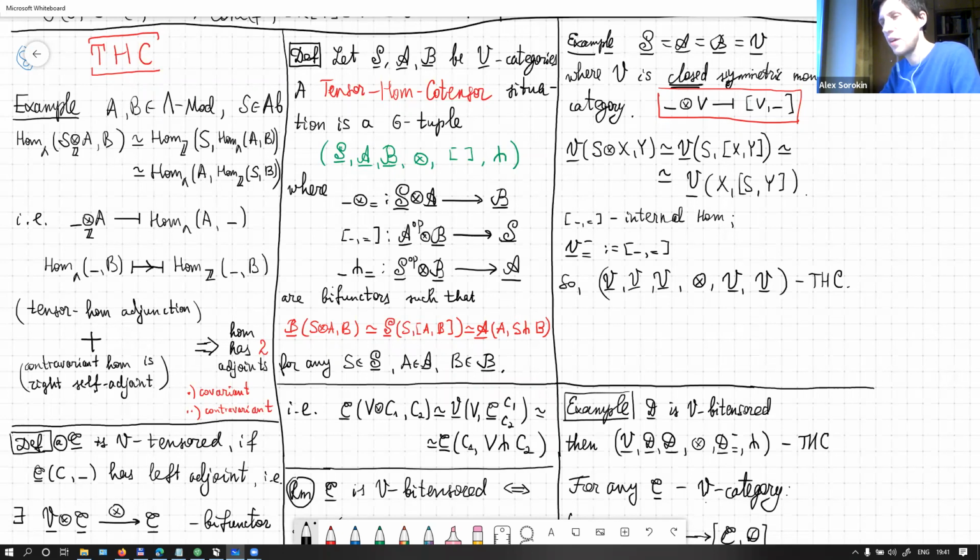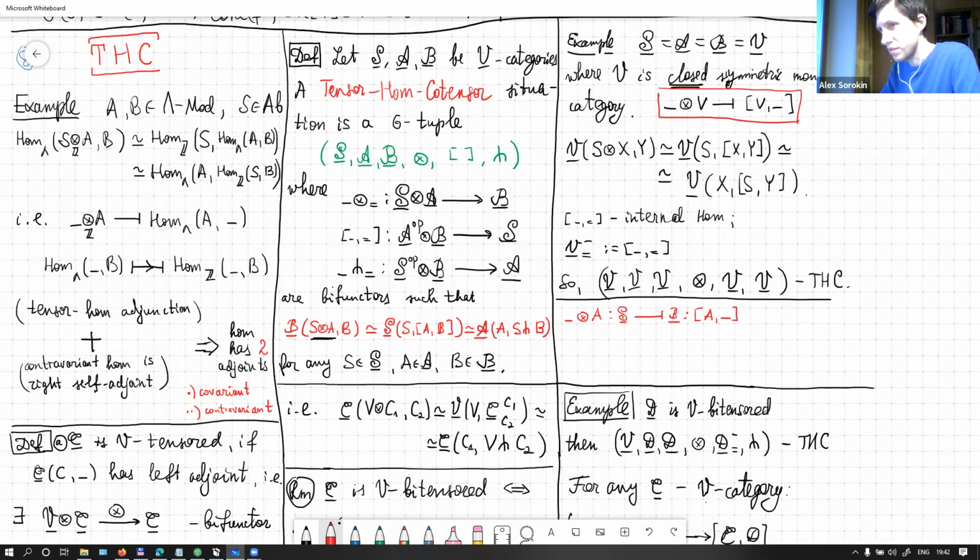But still it should be connected to their internal pairing. These bifunctors should satisfy the following adjunction. So morphisms from S tensor A to B can be transformed into the object of all morphisms from S to the internal Hom from A to B, or into the object of morphisms from A to S cotensor B. So I will add that S tensor blank, going from A, is adjoint to a Hom where the contravariant variable is fixed.